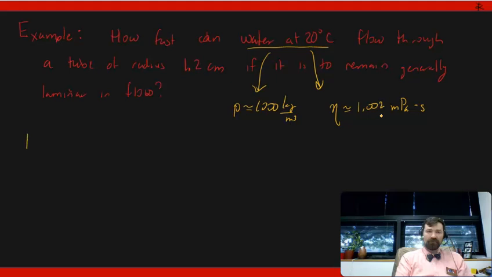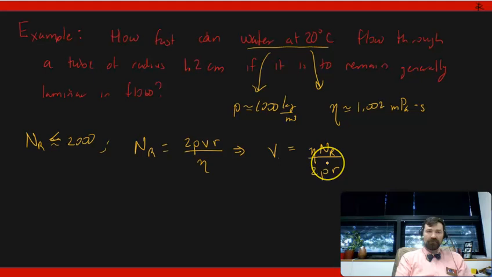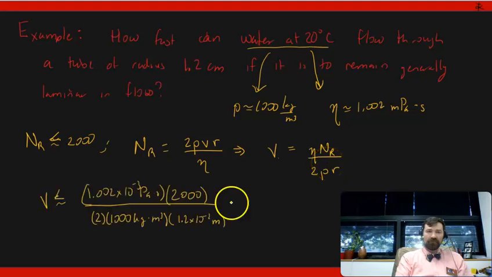Now, what we're solving for here is that the Reynolds number has to be less than about 2,000. And we know that the Reynolds number is given by 2 rho v R over eta. So this means speed should be eta times Reynolds number divided by 2 times density times radius. Plugging in numbers and throwing into our calculator, we get about 0.0835 meters per second. So about 8.3 centimeters per second.